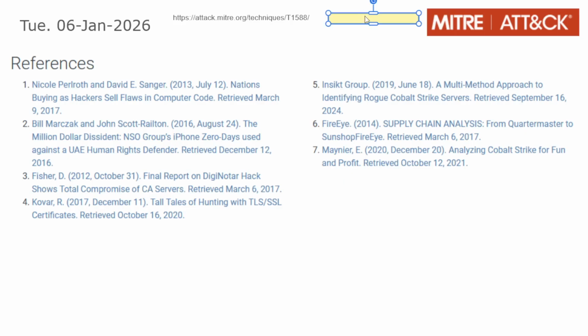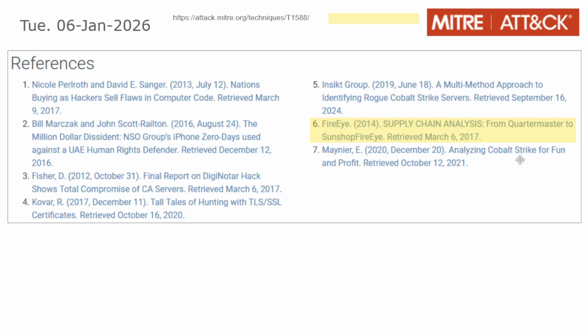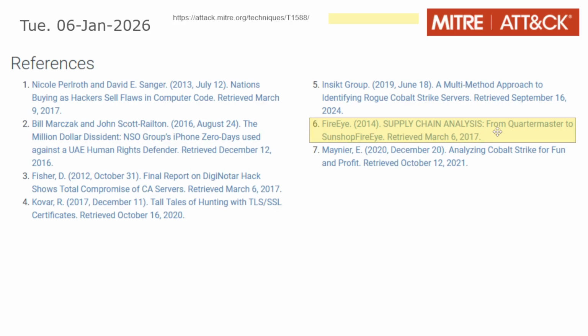So the only thing that catches my eye here is FireEye, actually. That's one of those researchers. At least it's familiar to me. The others I don't know. And then they do supply chain analysis here. And this is the word quartermaster to Sunshop, FireEye. So this word quartermaster, that's interesting to me. We might check that out. But yeah, so far so good, people.